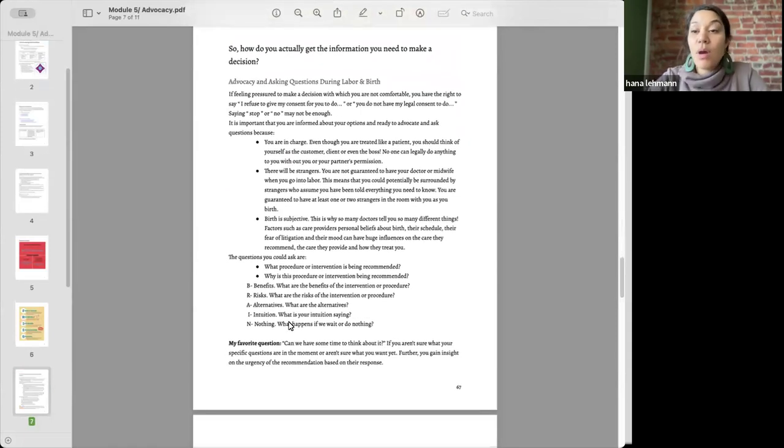All right, so knowing that we might not always have the research handy and it might not be very helpful sometimes, how do you actually get the information you need to make a decision in the birth room?